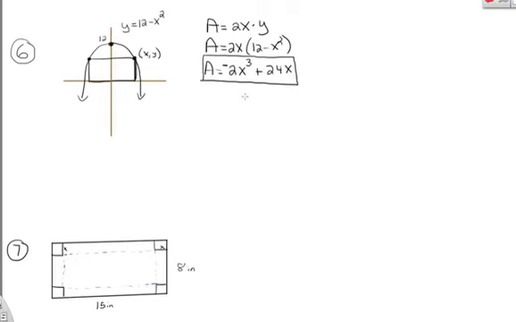So hopefully you're getting the hang of this. Number 7, we have another open top box like the first example that we did. And we're cutting corners out just like before, so there's no difference here. What dimensions of the box will make the largest volume?